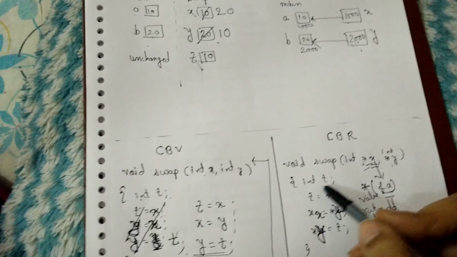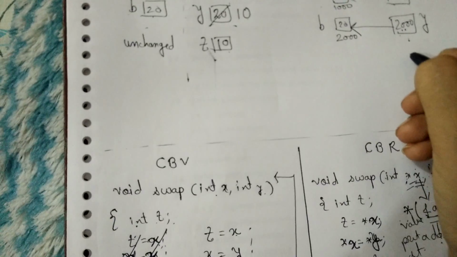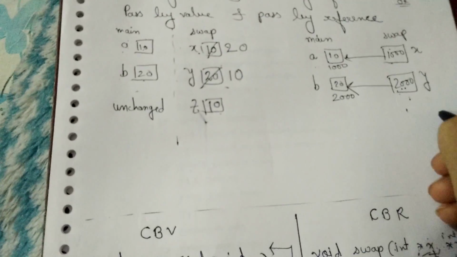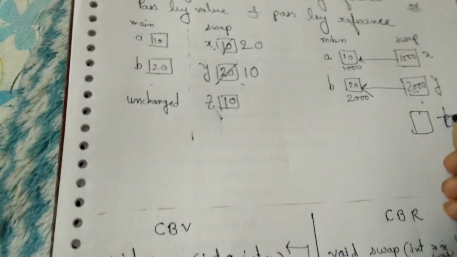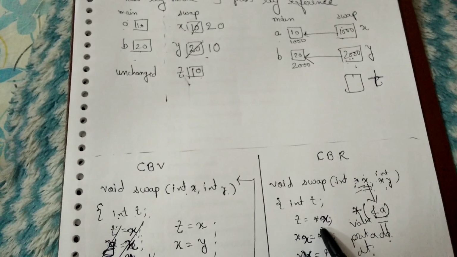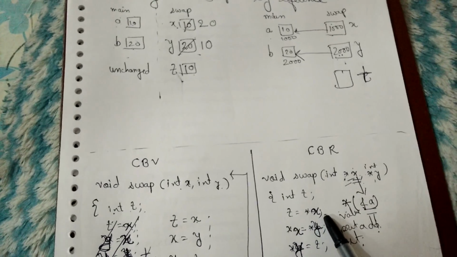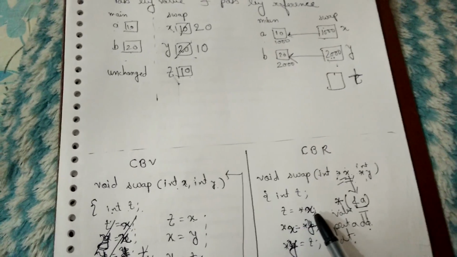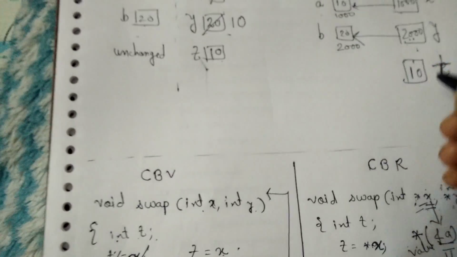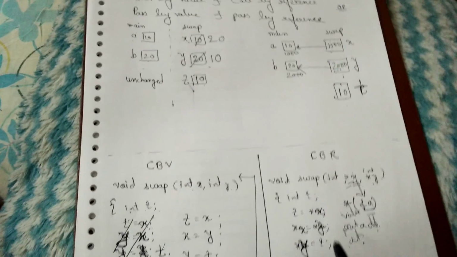Now see what happened again. Here we have a temporary variable t. This is our swap function, and in the swap function we have a variable t. The value assigned to t is star x. Star x is nothing but the value present at x. So the value present at x is 10, and 10 will be stored into t.